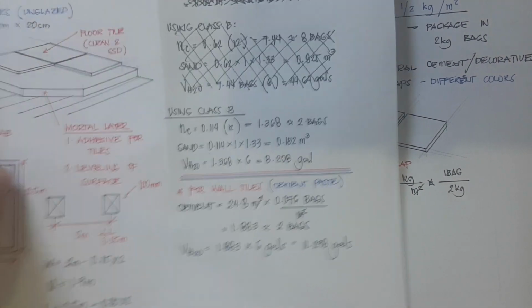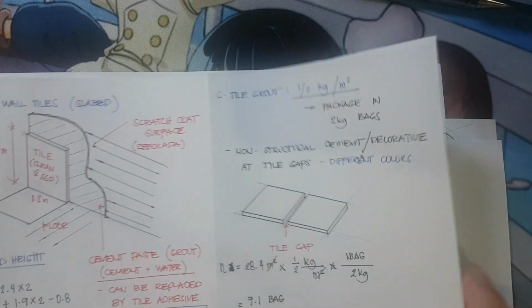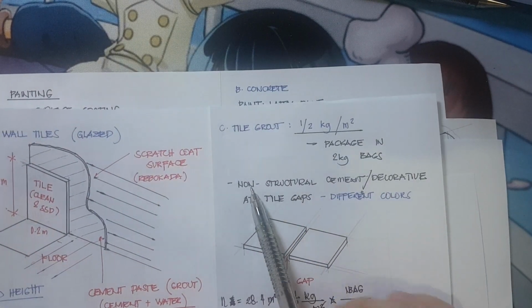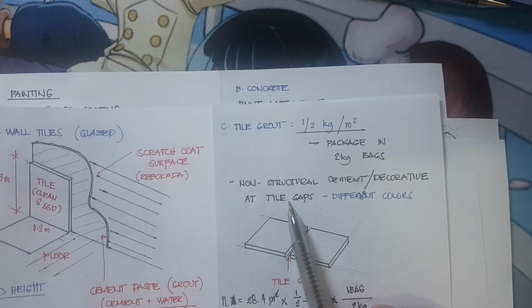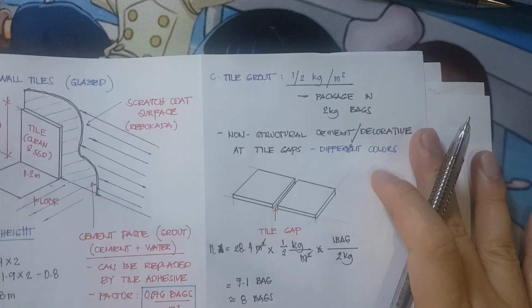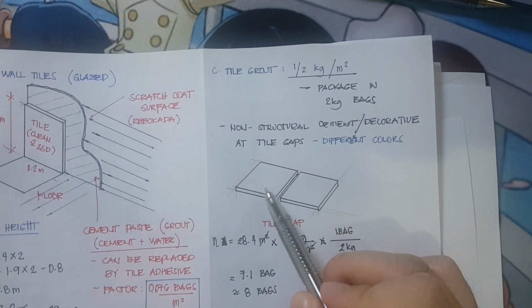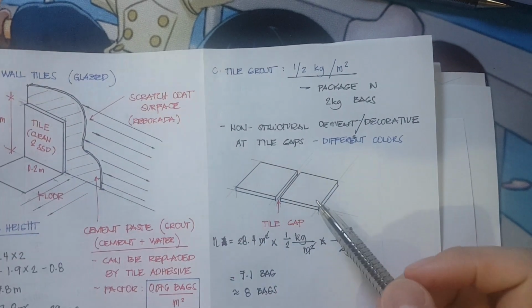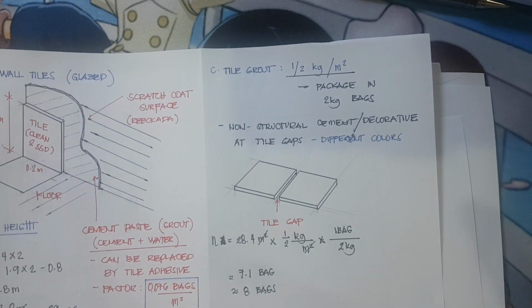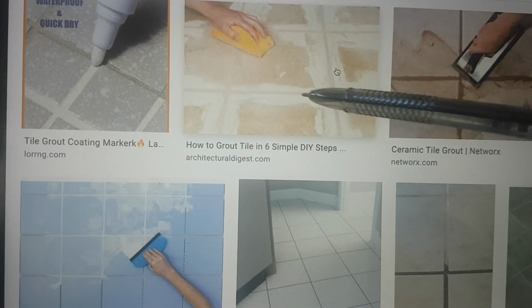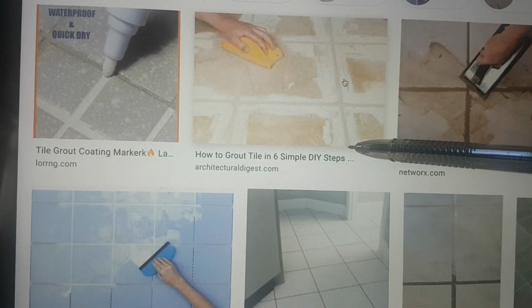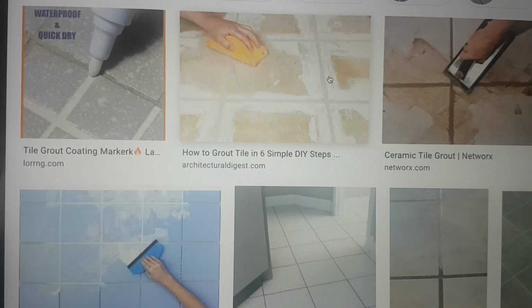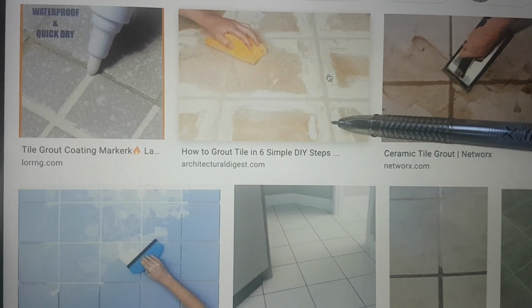Okay, so we now proceed with tile grout. Tile grout is a non-structural cement, and it is a decorative component for tile setting. It is placed in between tiles. And the space between tiles is what we call tile gap. Okay? So let me show you a picture. So if these are your tiles, the space in between your tiles is what we call the tile gap. And the material being placed in between these tiles is what we call tile grout.